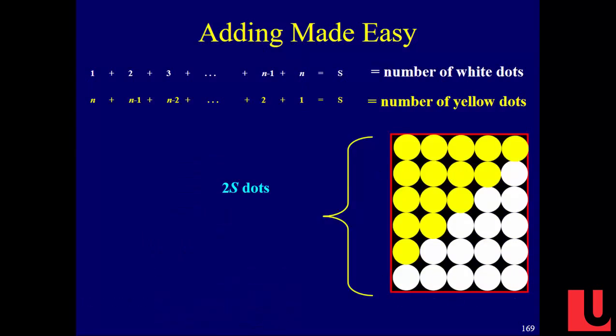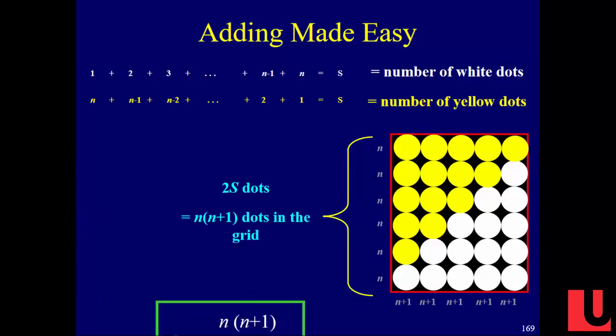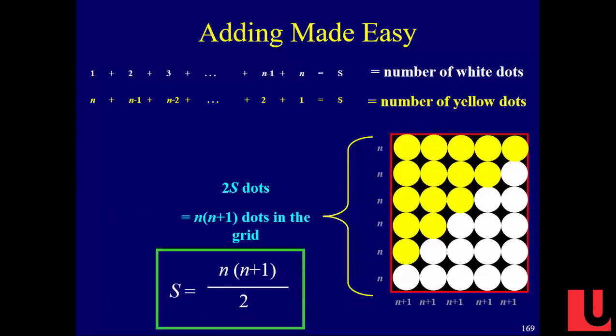There we go. We got them together. It's supposed to come together gracefully. There we go. Right? And so we got n times n plus 1, but it's only half of them, right? So divided by 2. Right? Everybody got that?